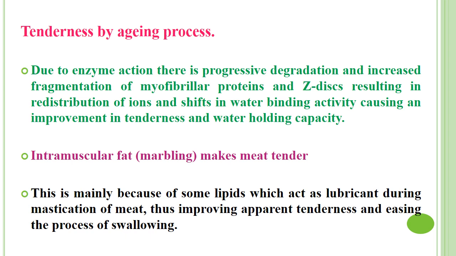The other aspect is intramuscular fat, which I have already discussed, that is the marbling. Indirectly it influences the tenderness. This is mainly because some lipids act as lubricant during mastication of meat, thus improving apparent tenderness and easing the process of swallowing. This intramuscular fat, which we call marbling, after cooking remains semi-solid inside the muscle pieces, and when we bite and eat, that semi-solid lipid helps in better mastication and easy swallowing and indirectly improves the tenderness.